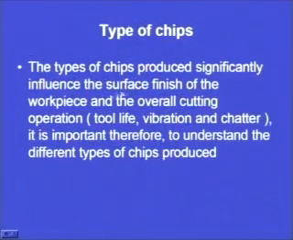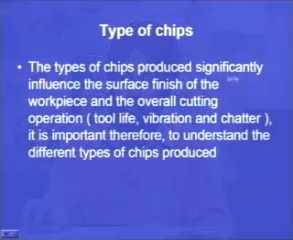Now, types of chips. The types of chips produced significantly influence the surface finish of the workpiece. In the previous lecture, and also in the limitations of the machining operation, we have seen that the type of chip has a certain bearing on the surface finish of the final product. So, how is that influencing? It is influencing when the chips that are formed are continuous in nature. These chips may get entangled with the tool holder, with the workpiece, or even with the waste disposal system, and thereby they may deteriorate the surface finish of the workpiece that we are intending to achieve.